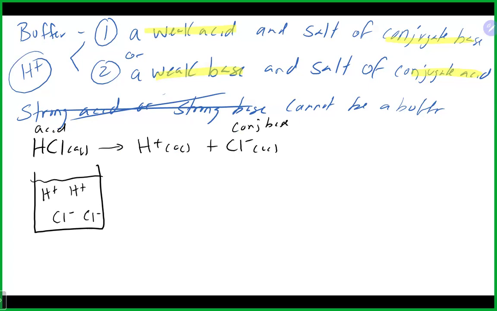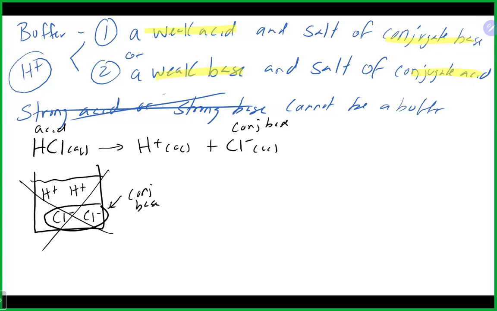And when we look at our solution, the only thing we have there is the conjugate base present. We have no acid part because it's a strong electrolyte. It's going to completely break apart. And this is why this would fail really miserably as a buffer, because it only has one of the components you need in the solution to be a buffer.